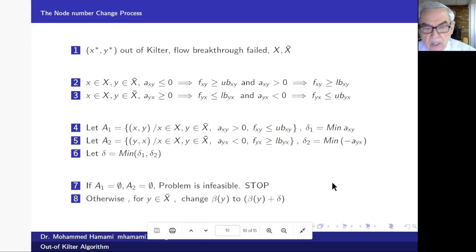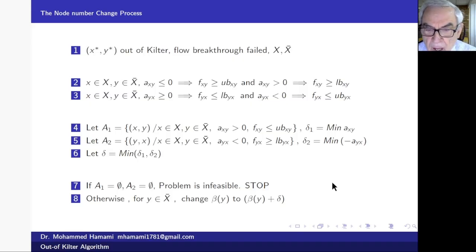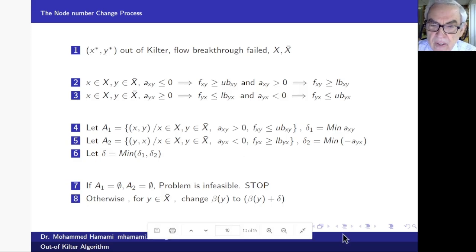We're going to increase the node number by delta. So this corresponds to a change of node numbers. Well, that's going to impact the values of this adjusted unit cost, and therefore it's going to impact the Kilter number. And lastly, by changing these node numbers, where the flow breakthrough failed, it might open up some loops or cycles where we could change the flow. We can change the flow from x star to y star.